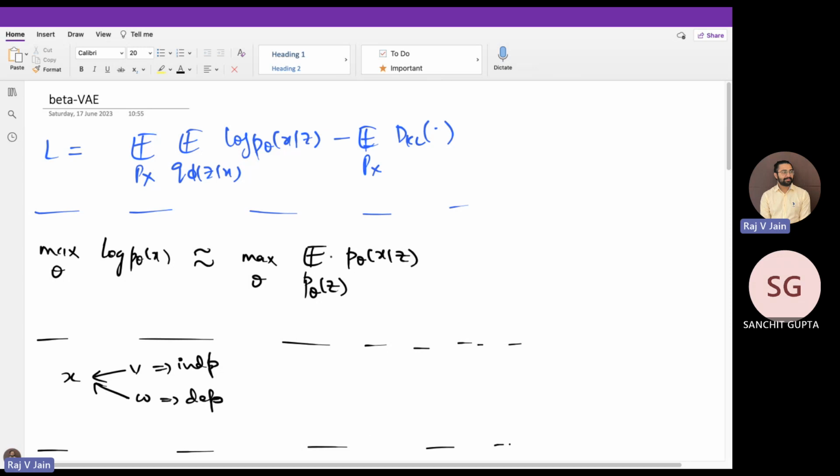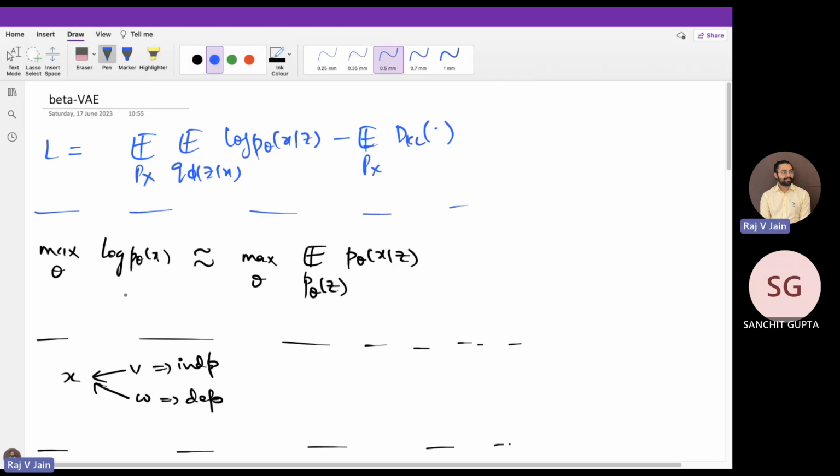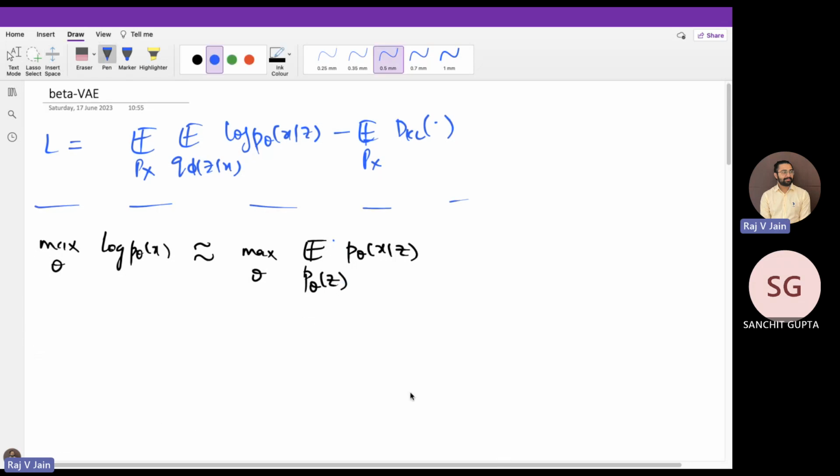So coming back to the ELBO, we can write it in this form: the ELBO over all data, that is, the expectation over p(x) of the ELBO. And then one can make a claim that this is true: maximizing log p_theta(x) is equivalent to maximizing the log of this quantity over p_theta(z), right?